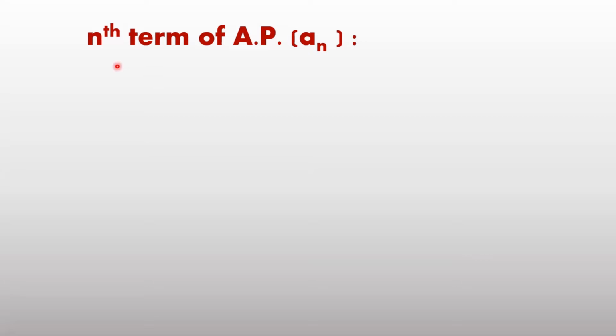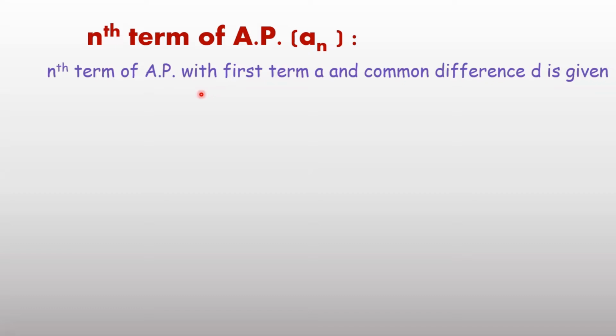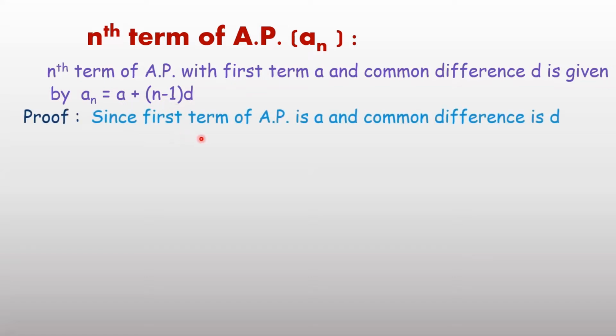Now next, the nth term of AP. The nth term of AP with first term a and common difference d is given by an equal to a plus n minus 1 into d. Proof of this identity: if the first term of AP is a and common difference d, then a1 we can write as a, but the first term symbol is both the same symbol, equal to a plus 0 into d. Because there is no term of d, it implies the coefficient of d is 0.